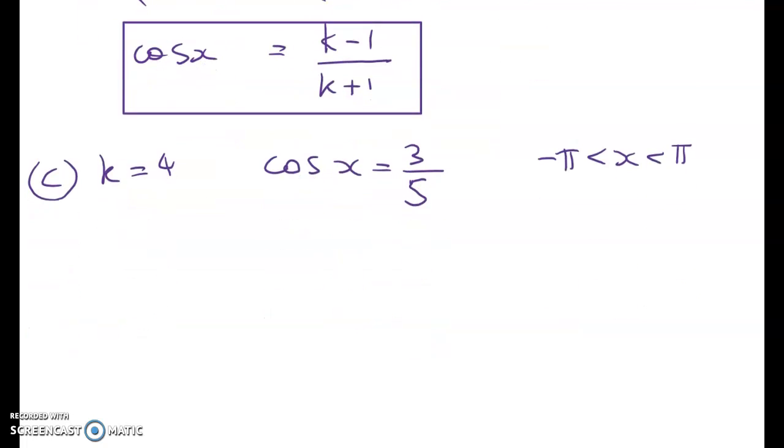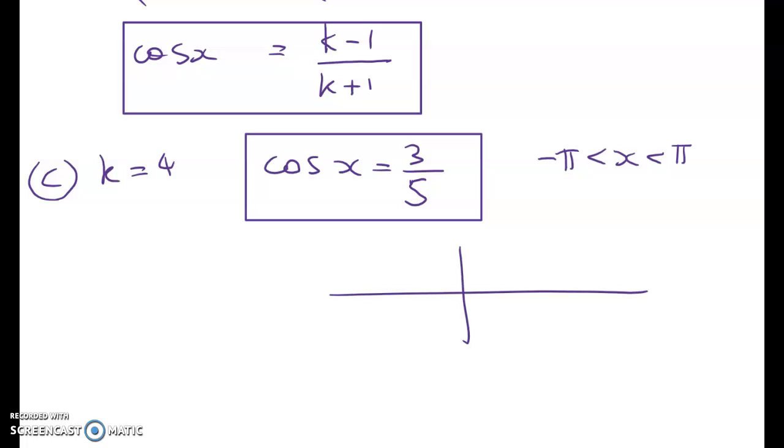So whenever you solve a trig equation, you should be drawing a little graph, no matter how simple the equation. So here we're going to draw a very rough sketch of the cosine graph between negative pi and pi, right?